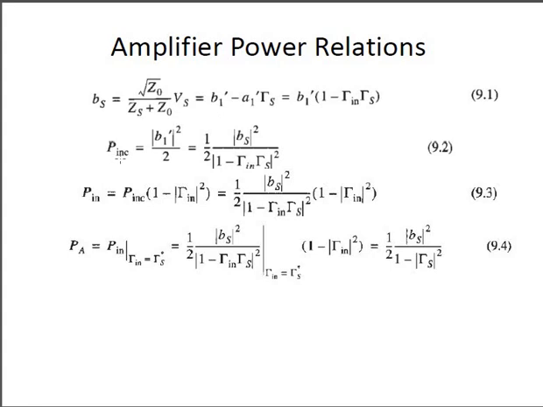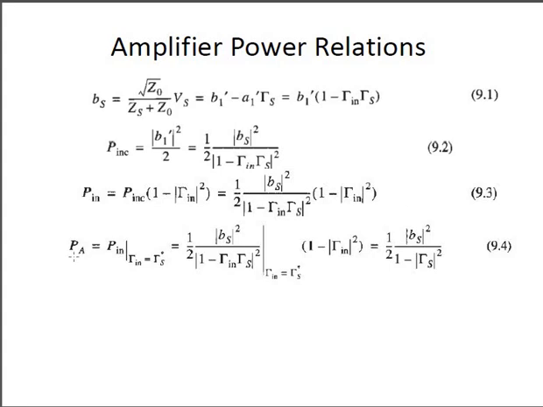Then this is the incident power, that is equal to B1' whole squared by 2. B1' we are going to calculate from here and substitute, and we will get equation number 9.2. Then the relation for input power: this is the incident power, and this is the input power to the amplifier, that is equal to the incident power times (1 minus gamma in whole squared). So we are going to substitute this P incident value of 9.2 here, and then we will get equation 9.3.